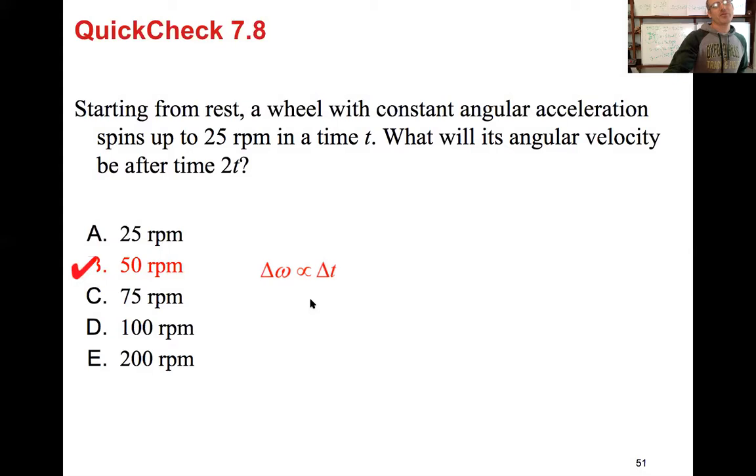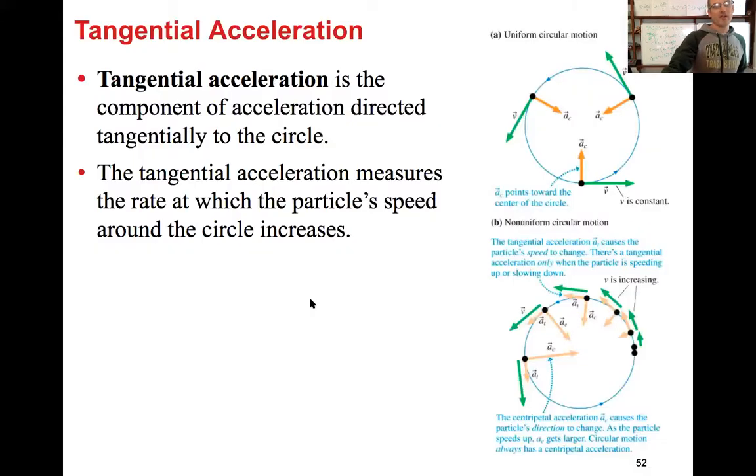We had a question similar to this before, but the idea is that your angular velocity is going to be proportional to your change in time. So if you have double the time, it's double the angular velocity. Not so for linear velocity, right? We're talking about angular velocity with that one. That's because of the acceleration, right?